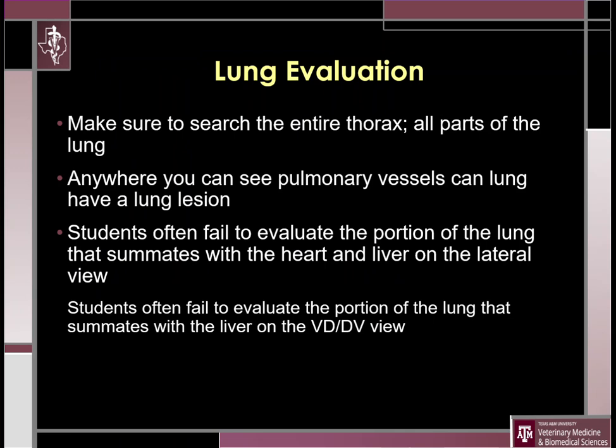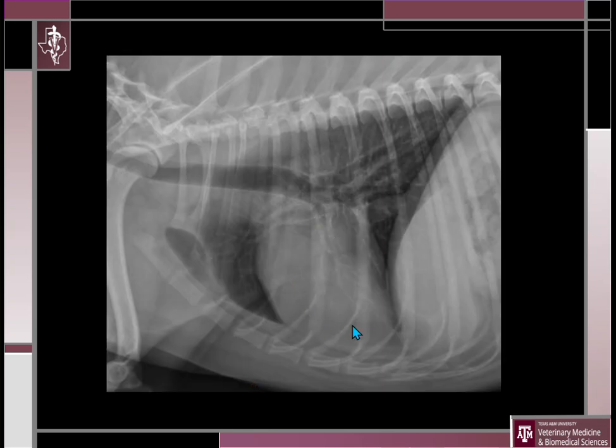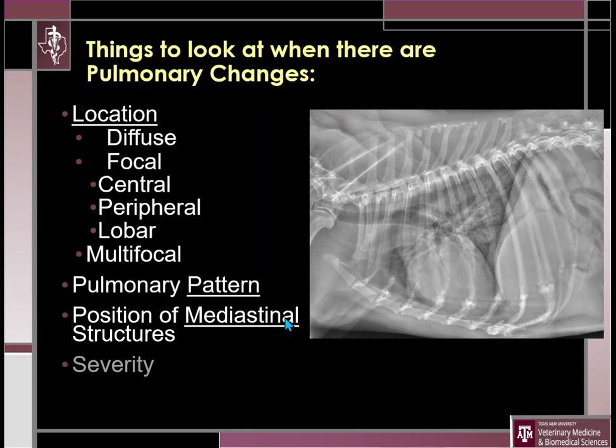So make sure you search the entire thorax and all parts of the lungs. Anywhere you can see pulmonary vessels, there can be a lesion in the lungs. Students and veterinarians and people in general often fail to evaluate the part of the lung that summates with the heart and the liver on the lateral views, so make sure that you're looking at that. Look over the heart, see how well you can see these vessels coming in, bifurcating and branching. You can see pulmonary vessels going all the way to the peripheral margin of the lung, and then you can see these vessels overlying the liver. So remember, when you evaluate the thorax, to look at the entirety of the lung.